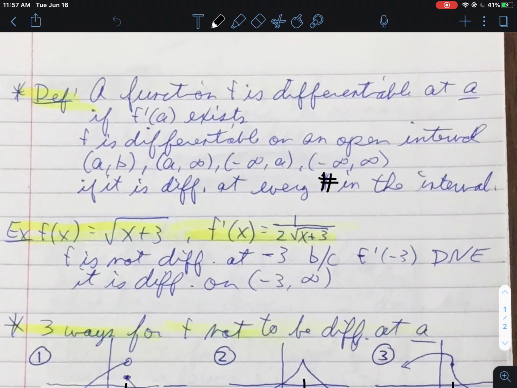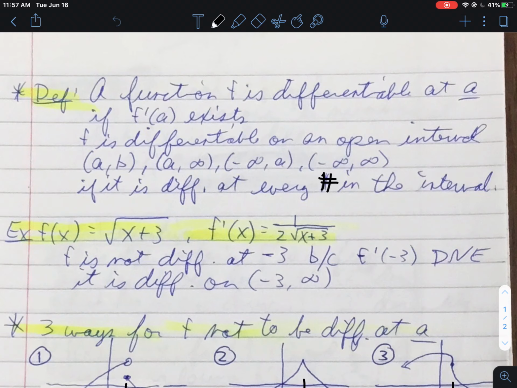Definition. A function f is differentiable at a if f prime of a exists. And again, that's a fancy definition of saying, when can I differentiate the function? Wherever the derivative exists. Whoop-de-doo. But then we follow that up. We say f is differentiable on an open interval, whether it's the interval from a to b, a to infinity, etc., all real numbers, if it is differentiable at every number in the interval.